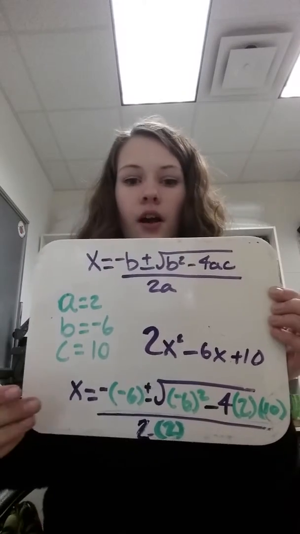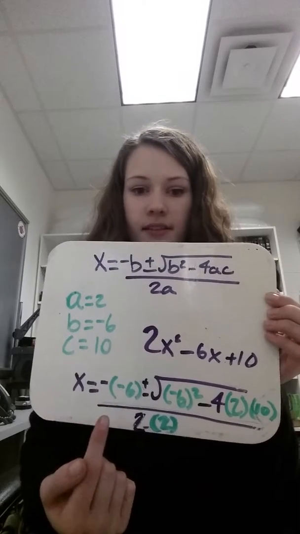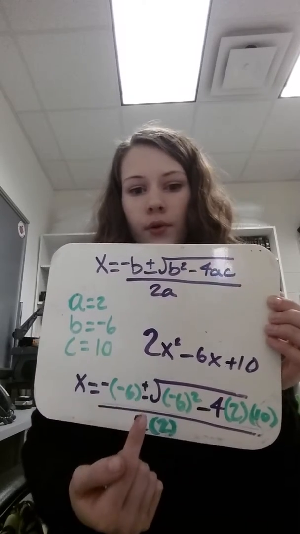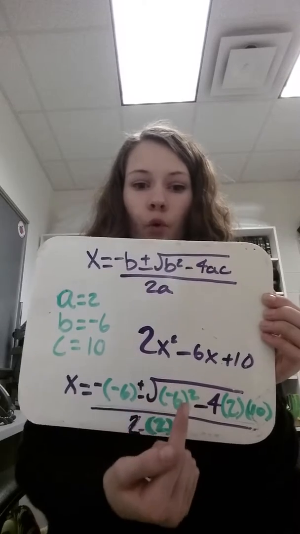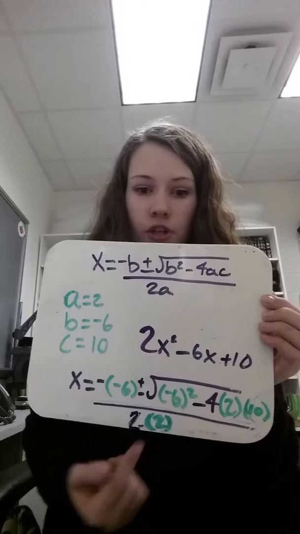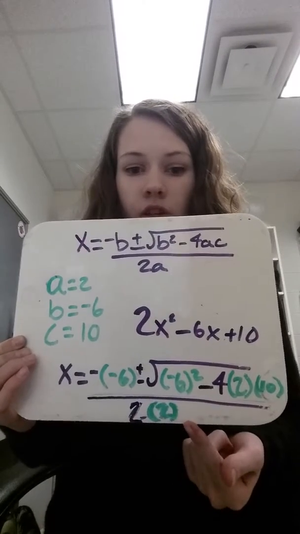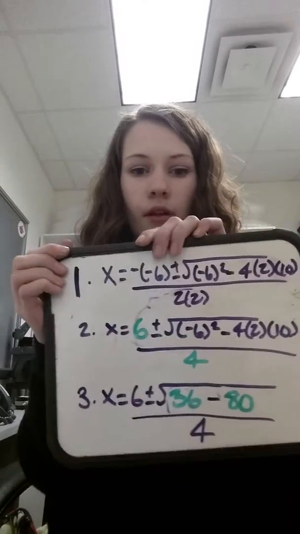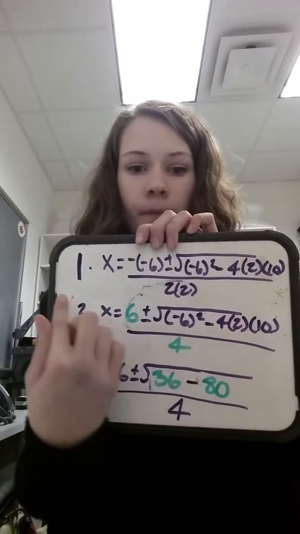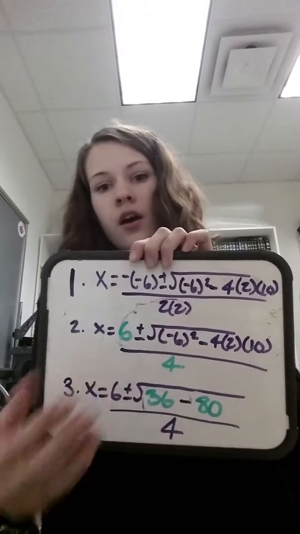And so to input all the things in our function, you get x equals -(-6) plus or minus the square root of (-6) squared minus 4 times 2 times 10, divided by 2 times 2. So you can see the ones that I added into the areas are done in green. And so after that, step 1 of solving is I just wrote down the equation again. And for step 2, we're going to do the easier things.